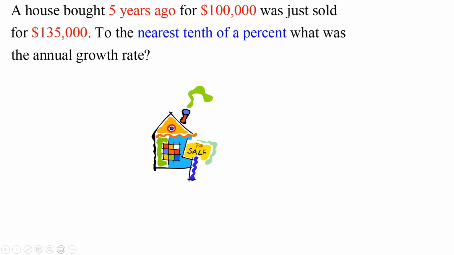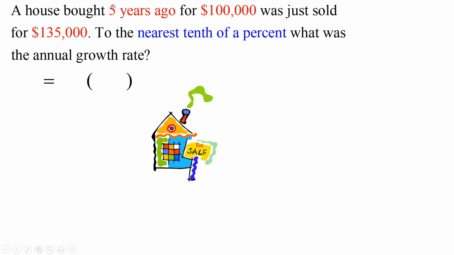Okay, here's our last problem right here. A house bought 5 years ago for $100,000 just sold for $135,000. This looks like a great opportunity for a growth model and a little exponential equation right here. So how much did the house cost me and how many years was that ago?